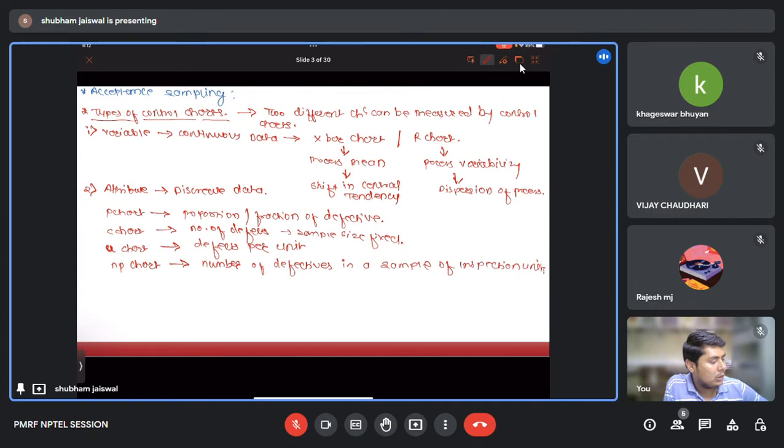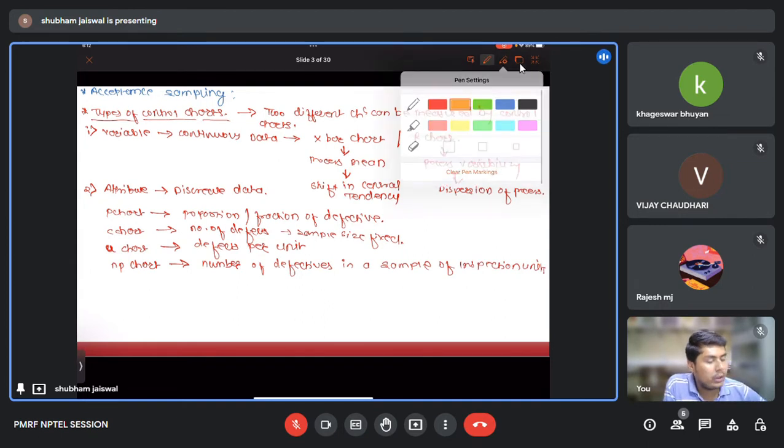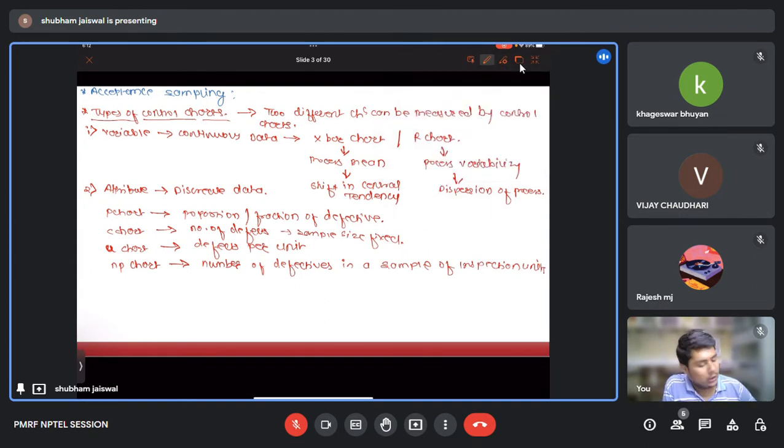Okay. So at this point we have seen each and every chart in detail. First we begin with the X bar chart. In the X bar chart, we control, or monitor, the process mean. So the central line, upper control limit and lower control limit are given by the following formulas.